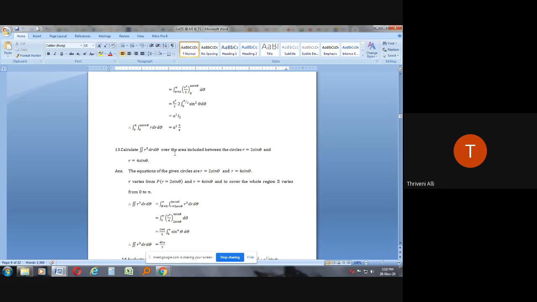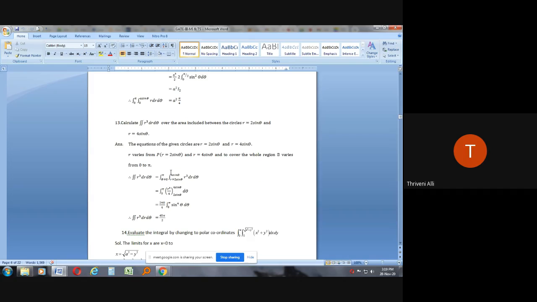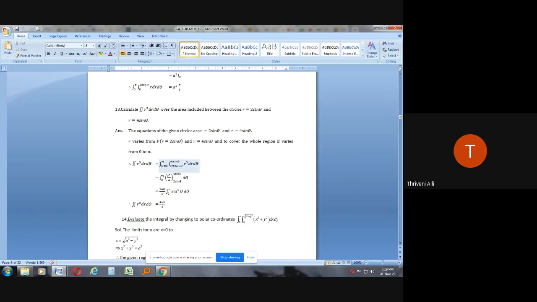Next, see this. Here also, evaluation of double integral in polar coordinates over the area between the circles r equal to 2 sine theta and r equal to 4 sine theta. In the previous problem we already discussed that they didn't give the limits directly. So from the given curves we get the limits. Like that in polar coordinates also, from these two curves we get the limits. These are standard. So first draw the curves.